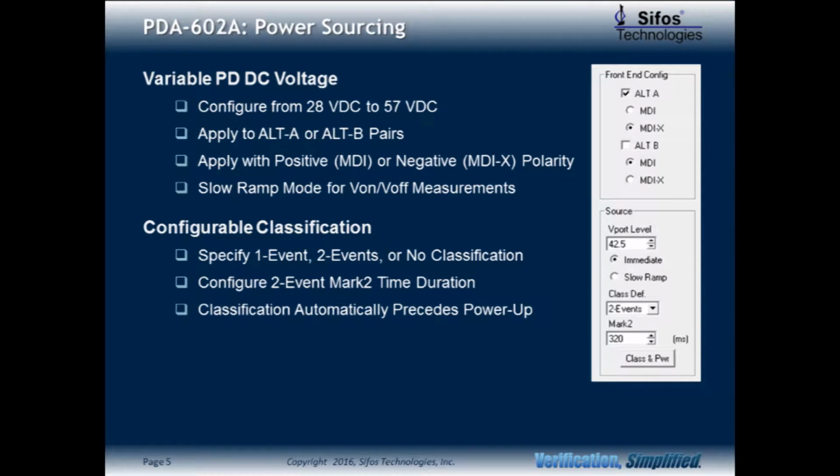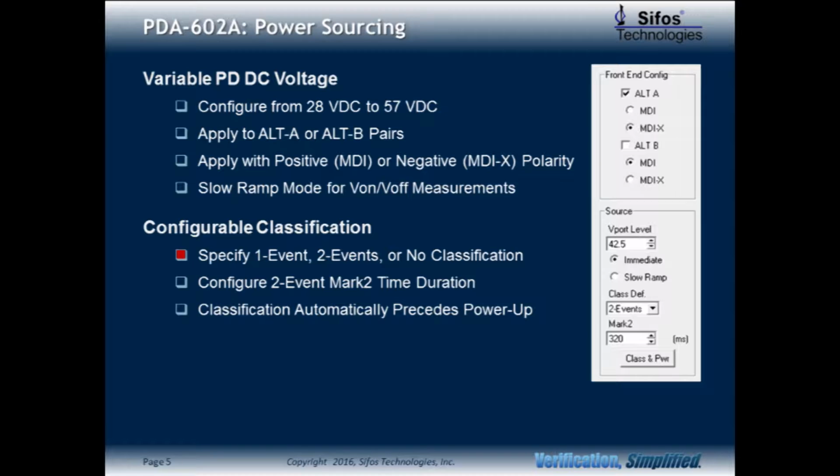Before getting into PDA602 measurements, we'll take a look at the DC source features. The PDA602A can power a PD with a user-specified voltage between 28 and 57 volts. This voltage is applied to one of four possible quadrants: Alt-A MDI, Alt-A MDIX, Alt-B MDI, or Alt-B MDIX. This represents either pair set with either positive or negative polarity. A slow ramp mode is offered for manual assessment of PD turn-on and turn-off voltages.